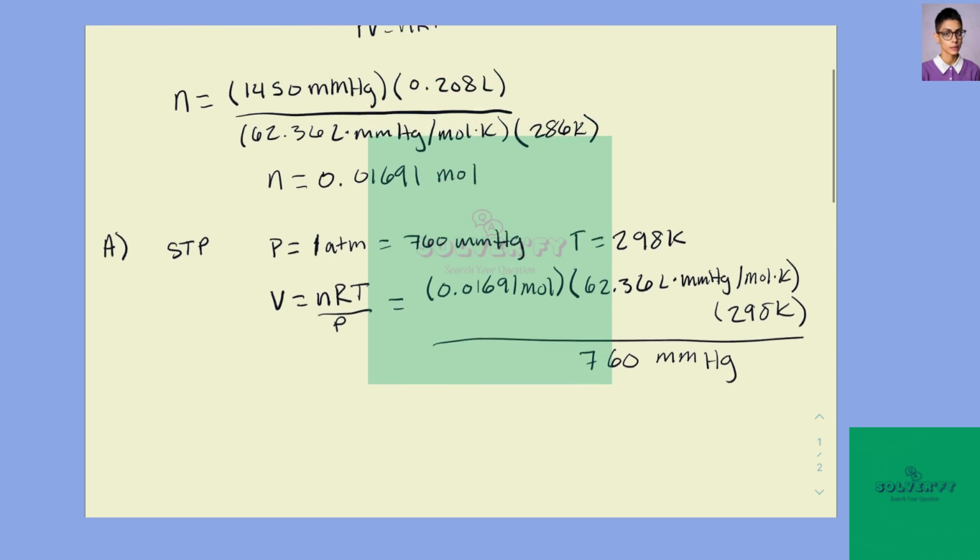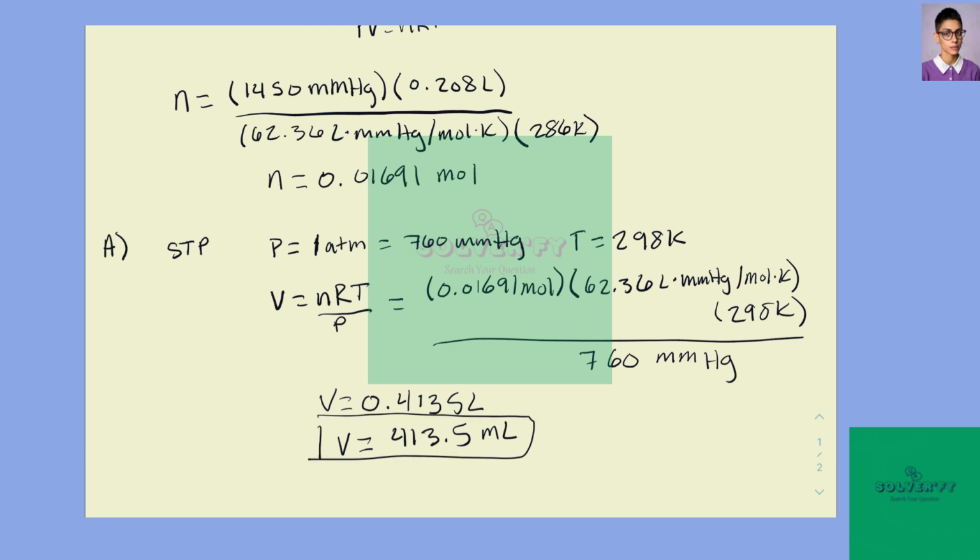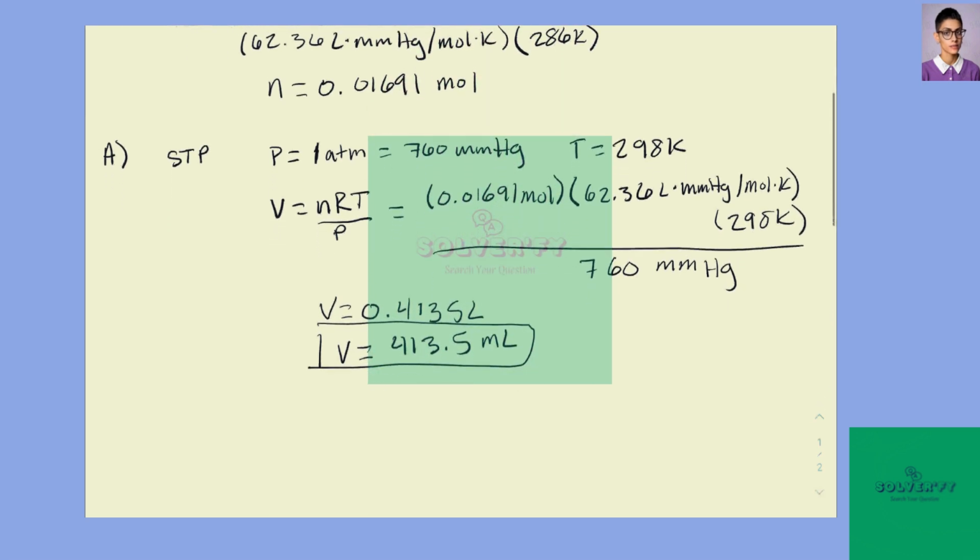So our volume, when we do this, is going to equal 0.4135 liters, and they want this in milliliters, so volume is going to equal 413.5 milliliters. And this is what our volume of gas or air would be when the bubbles are released at standard temperature and pressure.